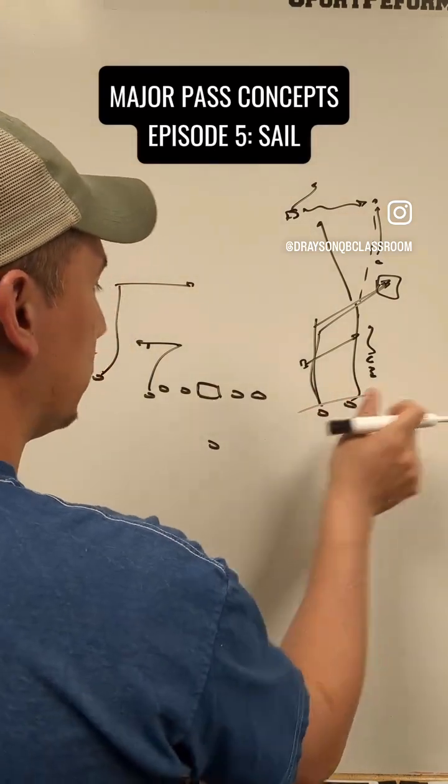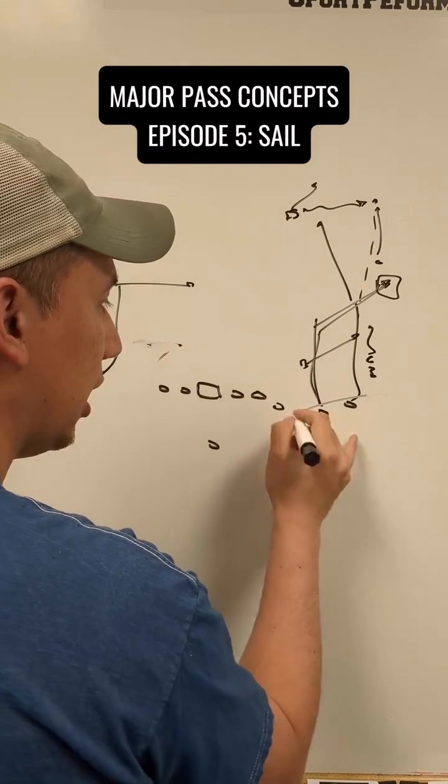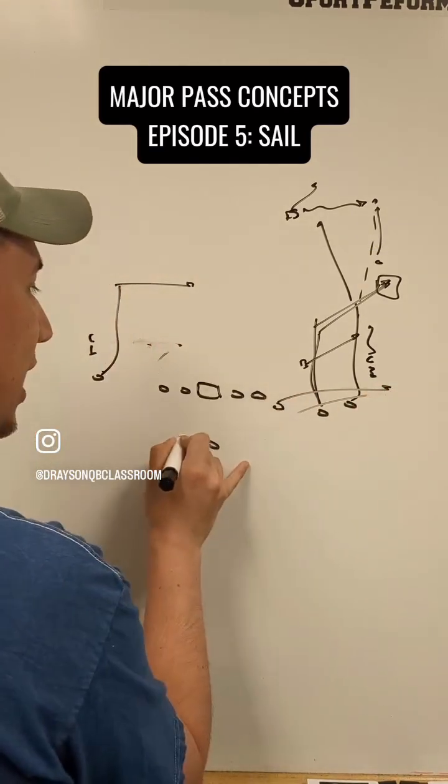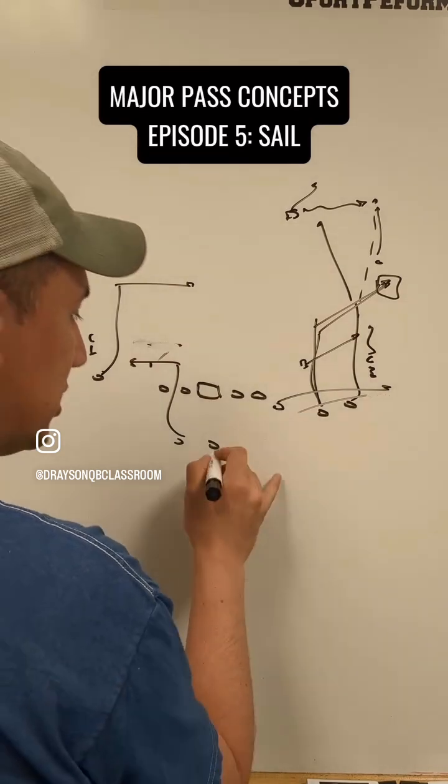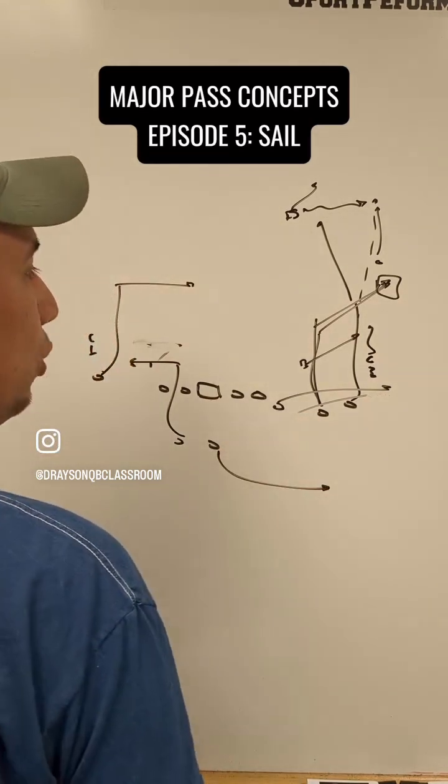We can also run it from 3-by-1. So we could put a third receiver here, run him to the flat, and now make the back part of the pivot concept with the potential to sit down. A lot of teams will also run it off a sprint or a boot action.